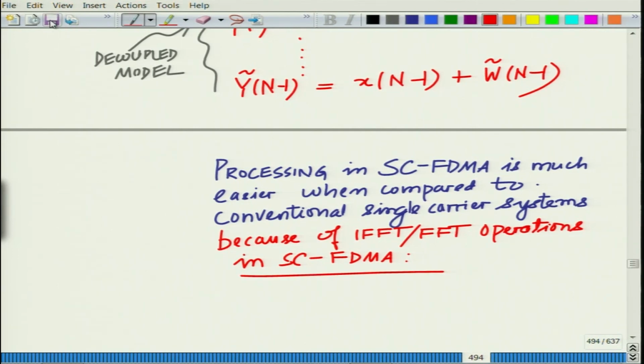Right. So, it is a single carrier system, but the frequency division multiplexing aspect that is introduced by these IFFT, FFT operations makes the overall equalization much simpler in SC-FDMA in comparison to conventional single carrier. Now, in comparison to OFDM, SC-FDMA complexity is relatively the same, because in OFDM you are doing IFFT at the transmitter, FFT at the receiver. In SC-FDMA you are doing both IFFT and FFT at the receiver. So, complexity is more or less the same in comparison to OFDM.